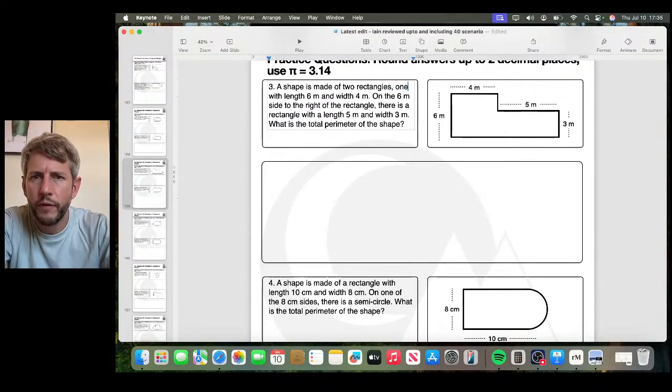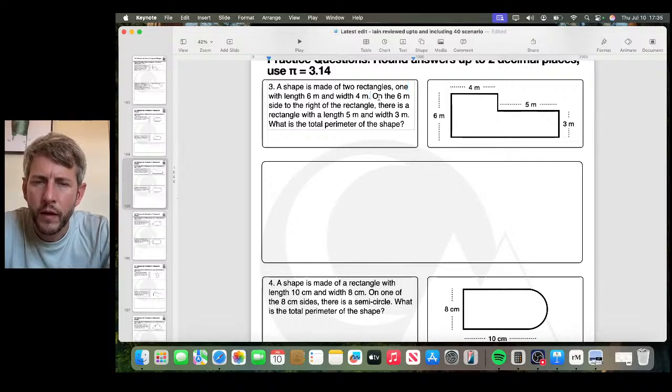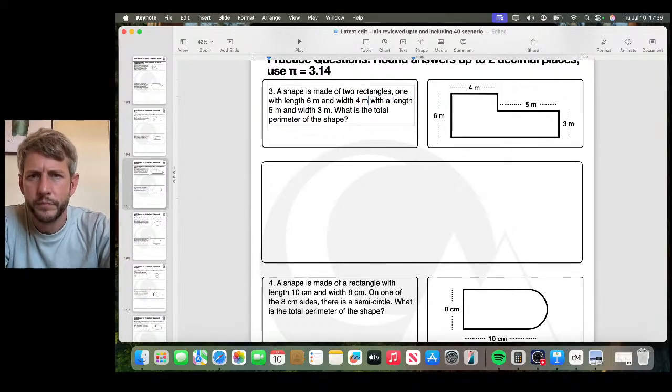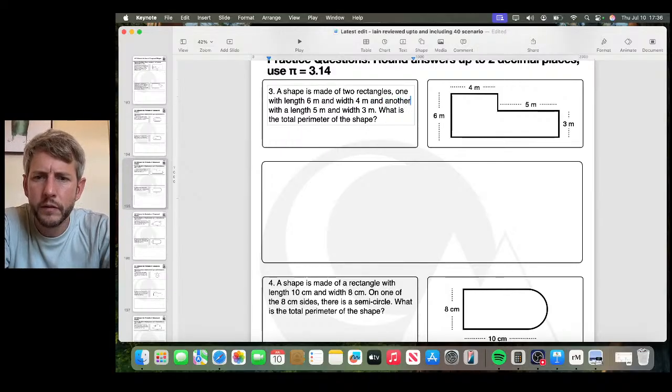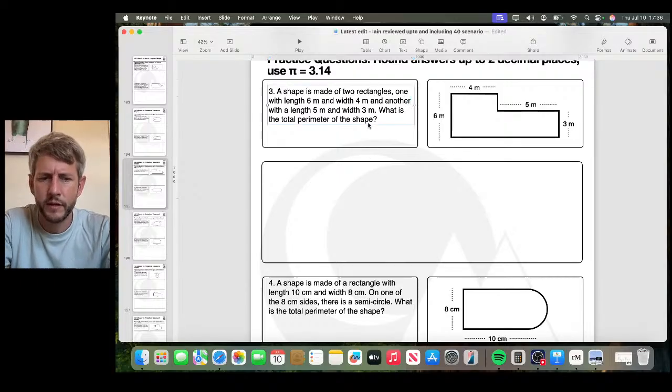One with length, and I think I don't need all this bit onto the right because it's obvious from the picture. On the 6 centimeter side to the right of the, and here we go. And another with, here we go, that's much better.